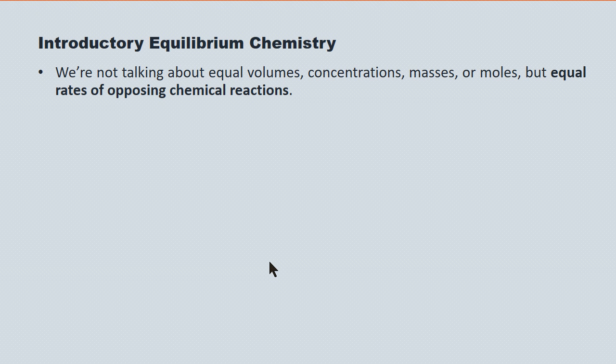And again, that piece is important. We're not talking about equal volumes or equal concentrations of reagents, nor equal masses, nor equal moles. In fact, we'll see that the moles are very, very unequal. We're talking about equal rates of opposing chemical reactions. Essentially, we're looking at how fast opposing reactions take place.